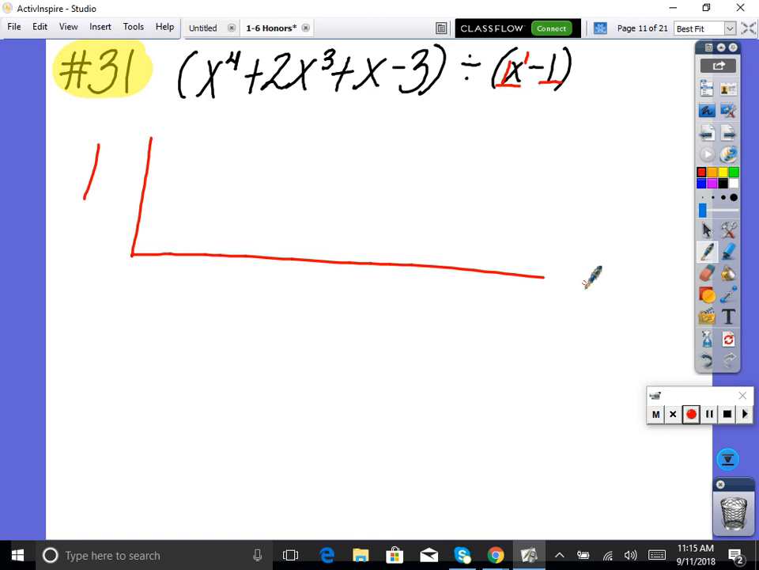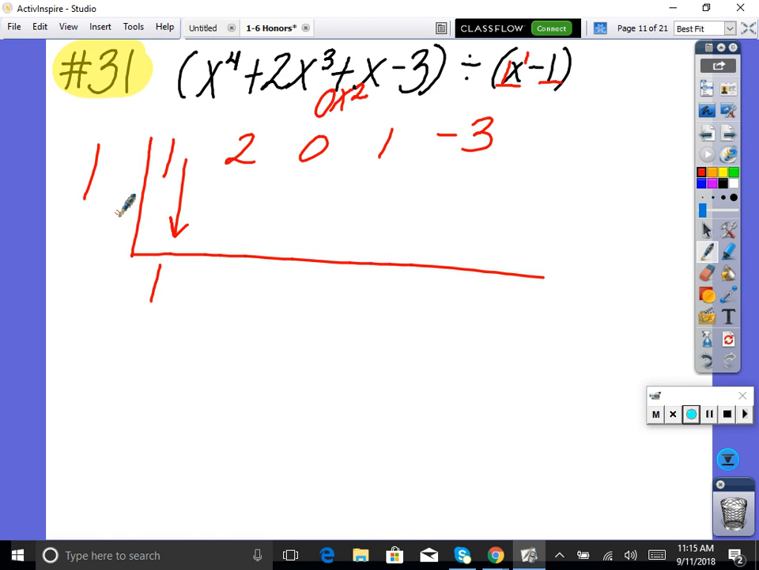Put in your box. Now here's why I'm doing this one. This is where people on the test always mess it up. They forget, and I forget too. We have to remember. If you're missing something, you have to put in a 0. So do you see how there's 0x squareds? Alright, so we have a 1, a 2, then a 0, then a 1, then a negative 3.